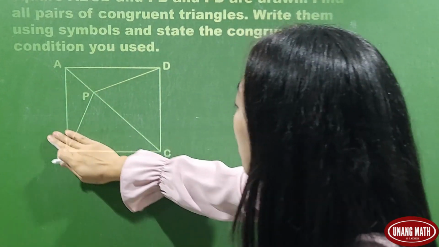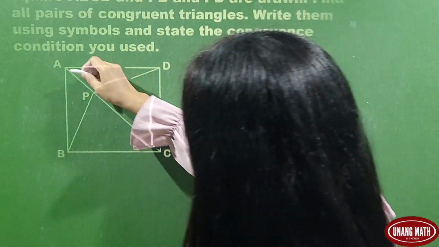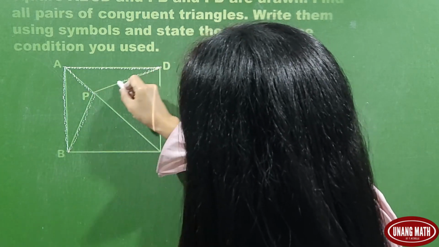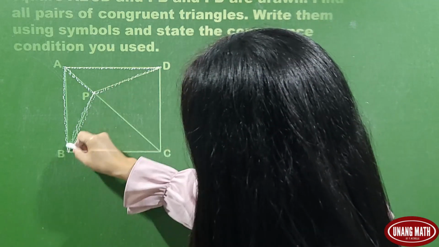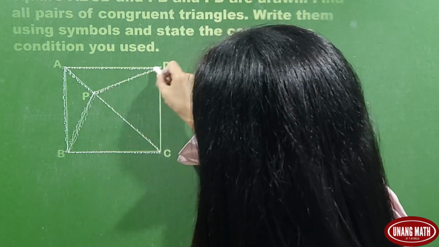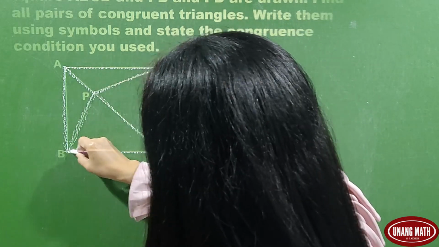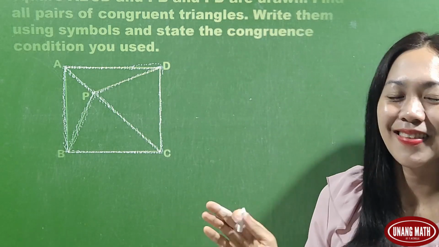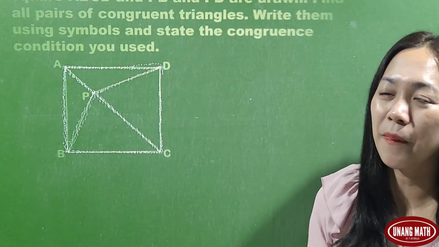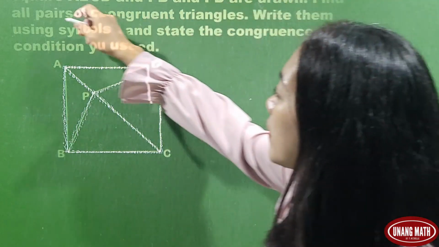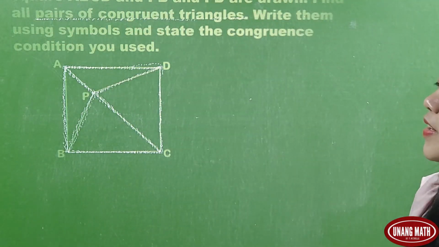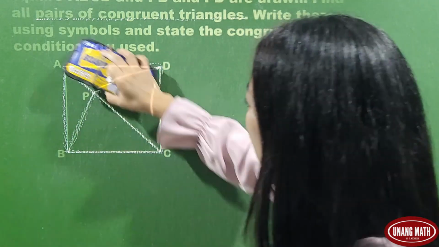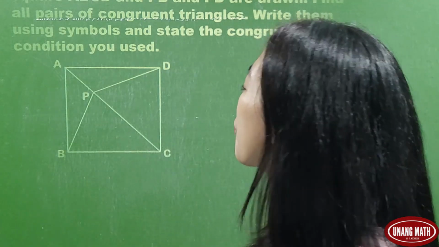Okay, if we take a look at this figure, we can derive the triangles: 1, 2, 3, 4, and then this bigger one, 5, 6. So we can get 6 triangles in this figure. Now, let's find all the pairs of congruent triangles, and state the congruence condition that we use. Let's start with these triangles.